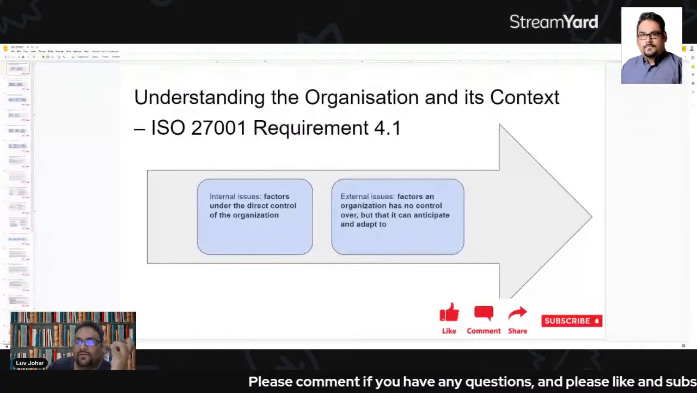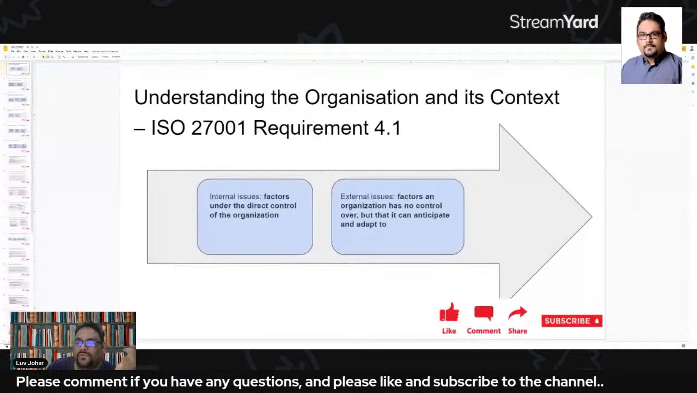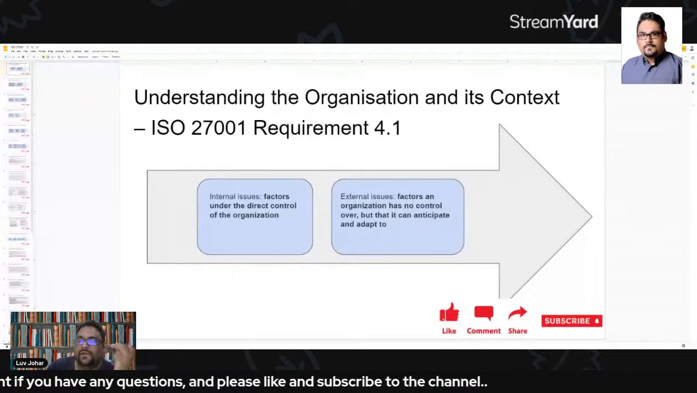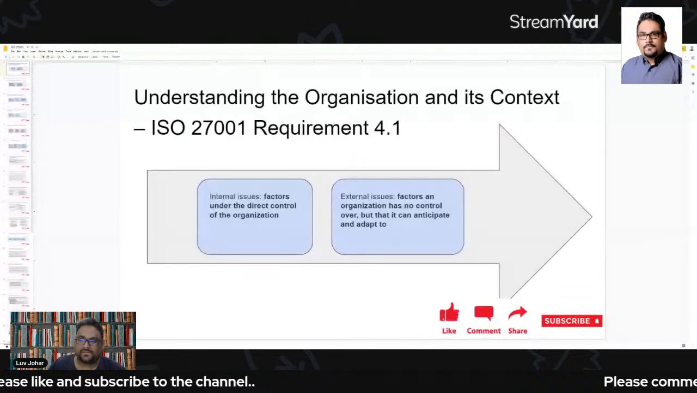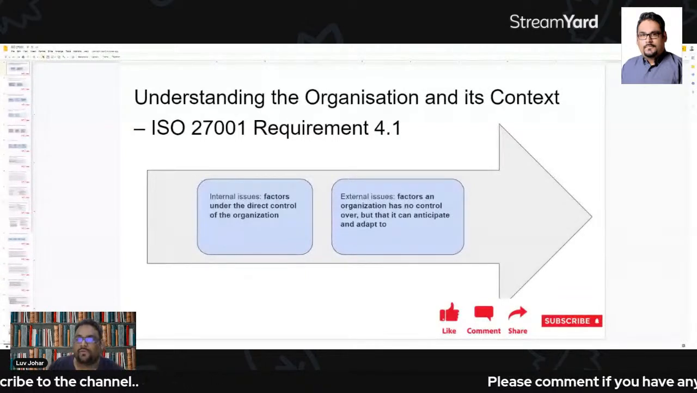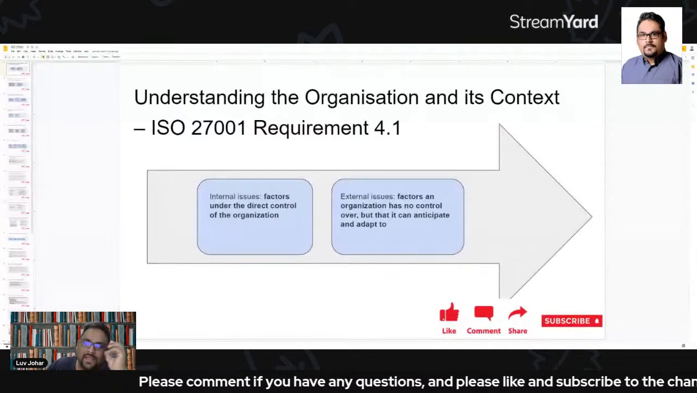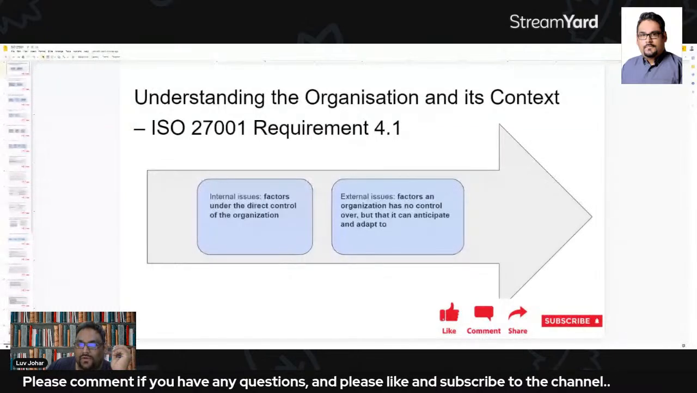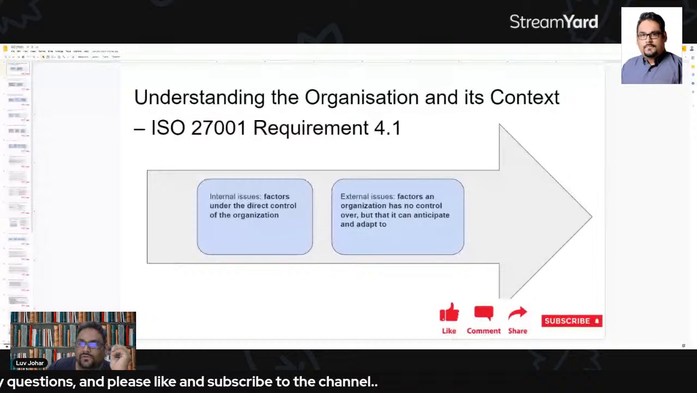After that, you must have contractual relationships as well. So here you need to understand what are the requirements from your suppliers, what are the requirements from your clients. Everything is there under contractual relationships also. So these are all internal aspects, guys. Please try to understand this. Internal issues, all these are internal issues.